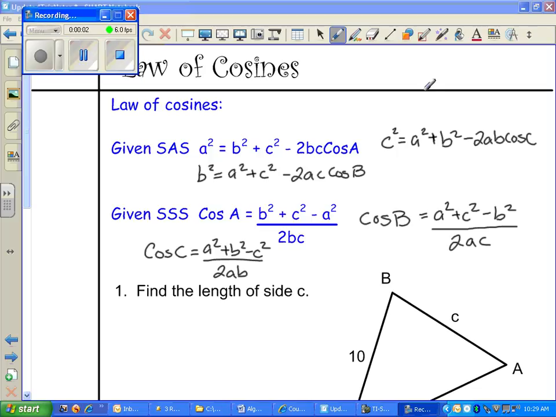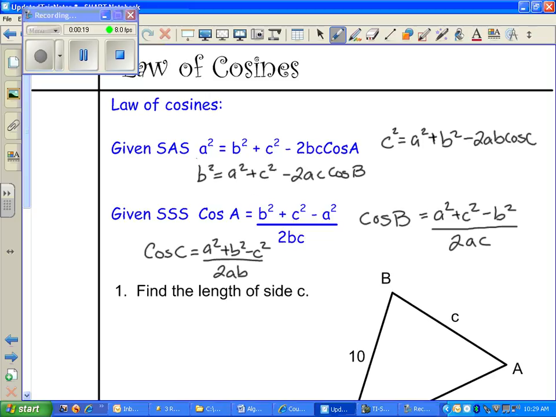The law of cosines, we have it written two ways. It's the same formula, it's just solved for different variables. It all depends on what you're given, which format of the equation you will want to use.